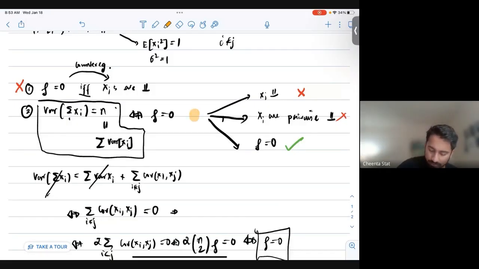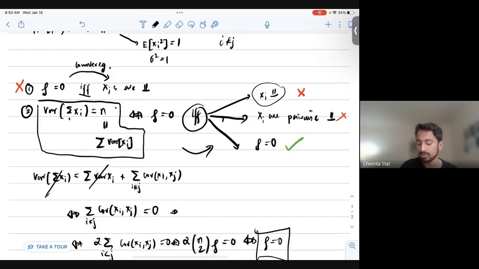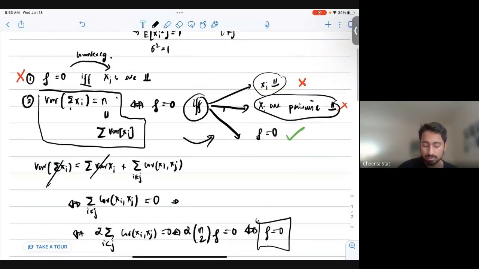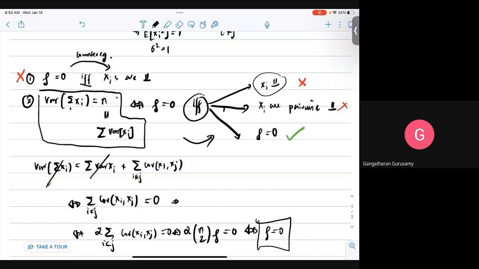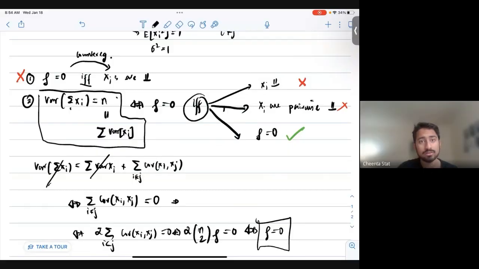Okay. Now we know that this side is true. If xi is independent, it will imply this. But this side is not true. Variance being equal to the summation of variance of xi does not imply that these are true. It only implies rho is equal to 0. That's what we proved here. Did you get it? Okay, sir. Yes, sir. Thank you, sir. All of you got it?